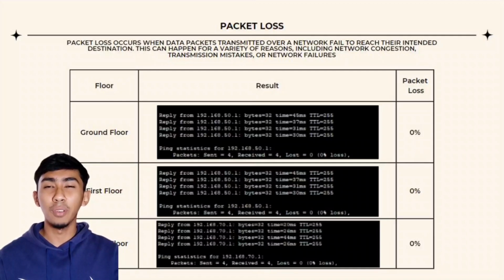So as you can see for this project, all of the results show that packet loss is 0%. So it means that there was no packet loss during the testing, showing that the implemented network is performing well. How do we test the packet loss? It is by pinging from the PC to another PC on another floor.